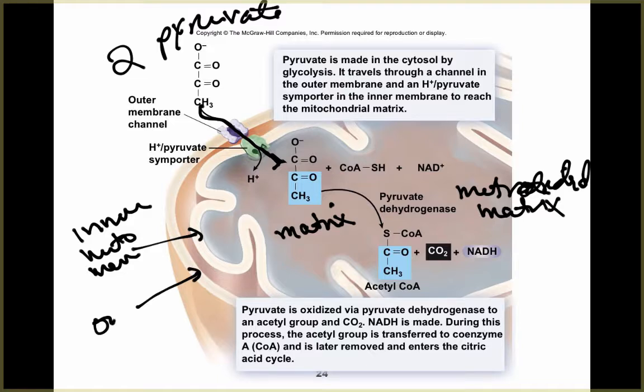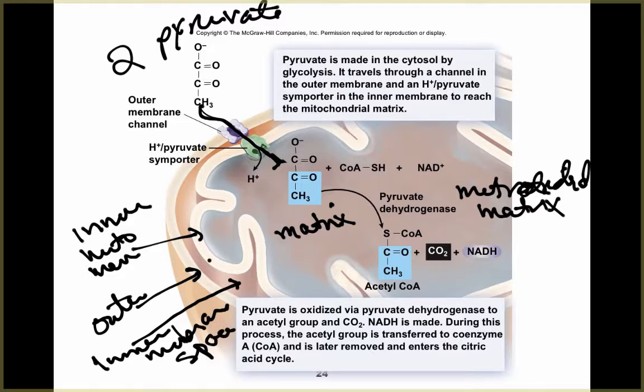This is the outer. This is the inner membrane space, which just means the space between 2 membranes, right? And then the solution in the middle, kind of like the cytoplasm, is the mitochondrial matrix.